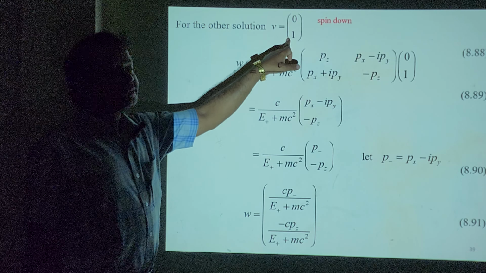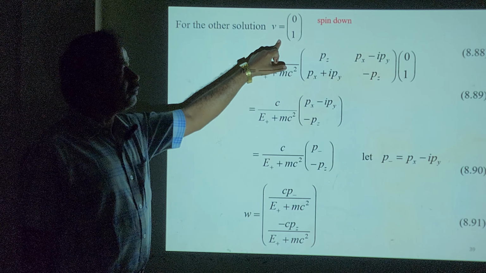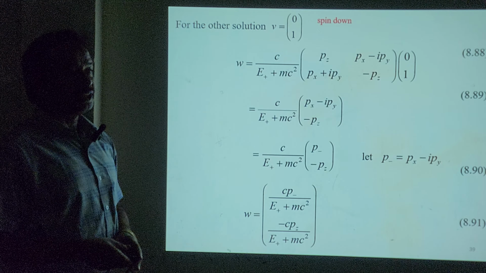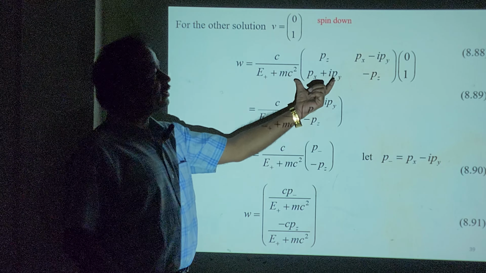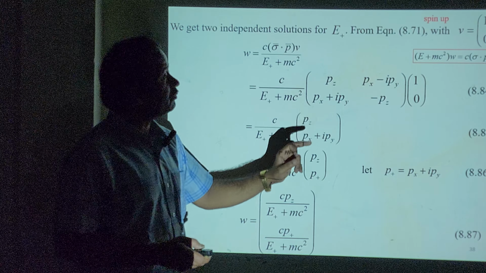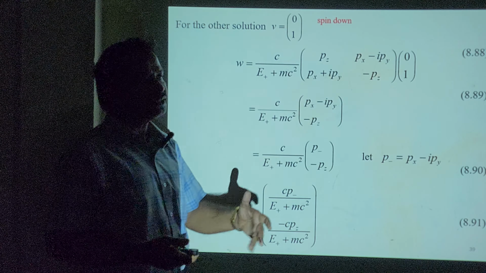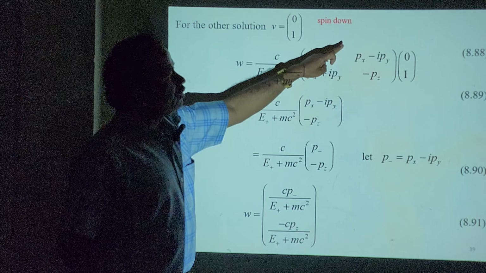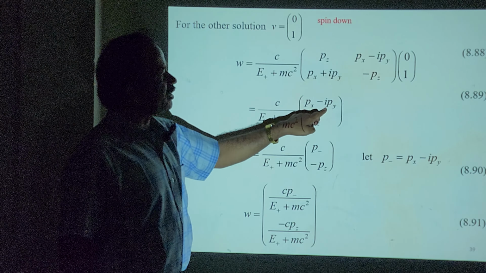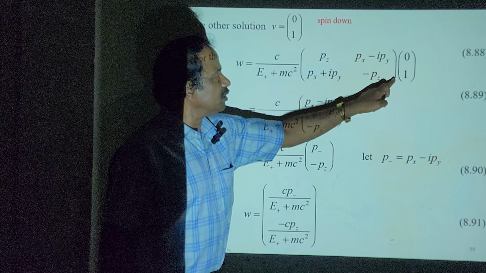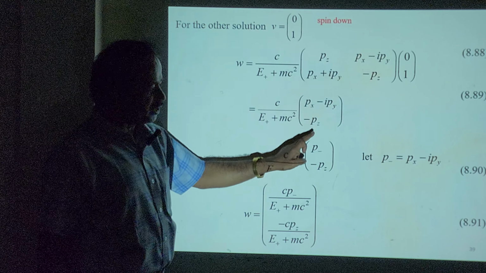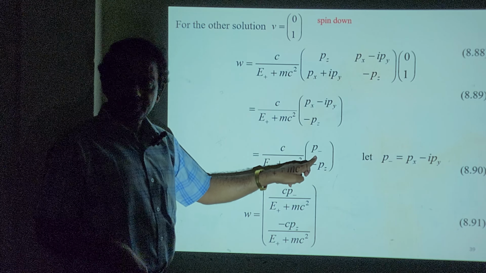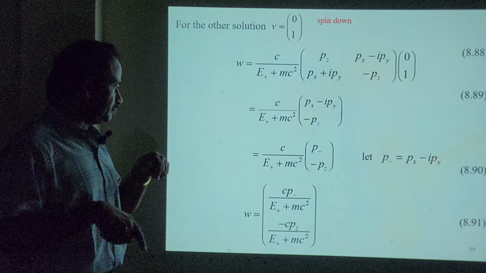Similarly, you can go for spin down. So V equal to 0, 1. See, 1 0 we found for spin up, so now 0 1 stands for spin down. So you write the same thing multiplied with 0 1. Earlier we multiplied with 1 0, now you are going to multiply with 0 1. So the matrix operation will give you, this will be 0, this will become Px minus iPy, this will be 0, and this will become minus Pz. You keep this as P minus. Last time we kept it as P plus, so now you just keep P minus. So P minus, minus Pz in a column vector.